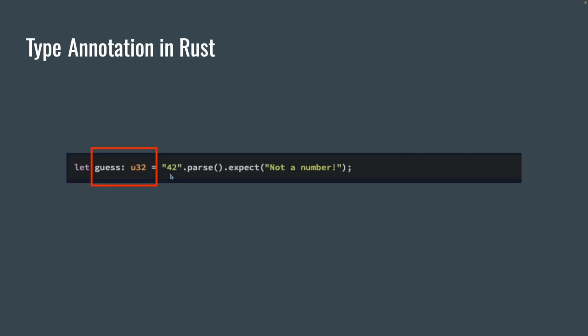The U32 that we give here is called type annotation. Like what I said before, in this case, the compiler won't be able to automatically infer what type of data is being returned by this expression. And if we do not mention this, we will get an error while compiling.